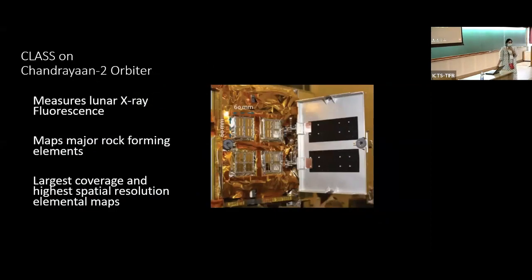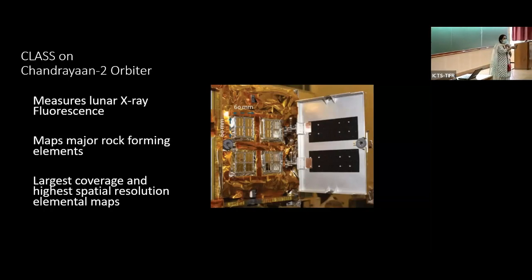CLASS is the X-ray experiment on Chandrayaan-2. It measures lunar X-ray fluorescence. So those are the detectors. These are a variation of X-ray CCDs called swept charge devices, and we have 16 of them. It's a continuation of D-CIXS that was on SMART-1, followed by C1XS and CLASS.